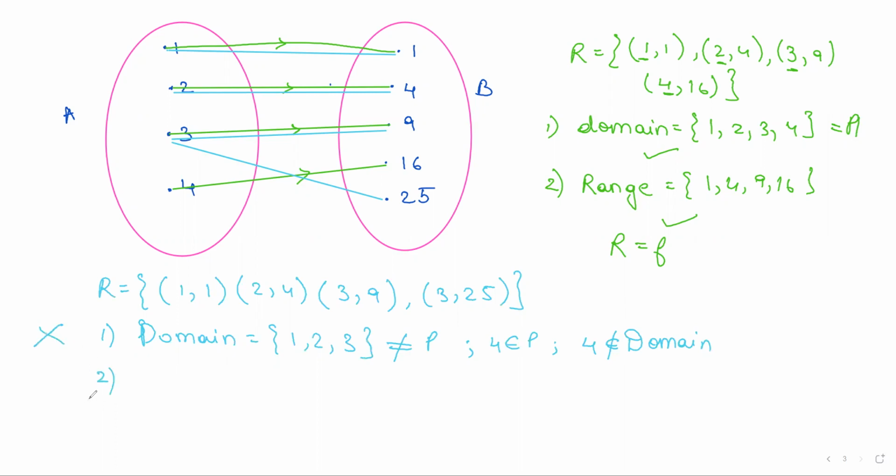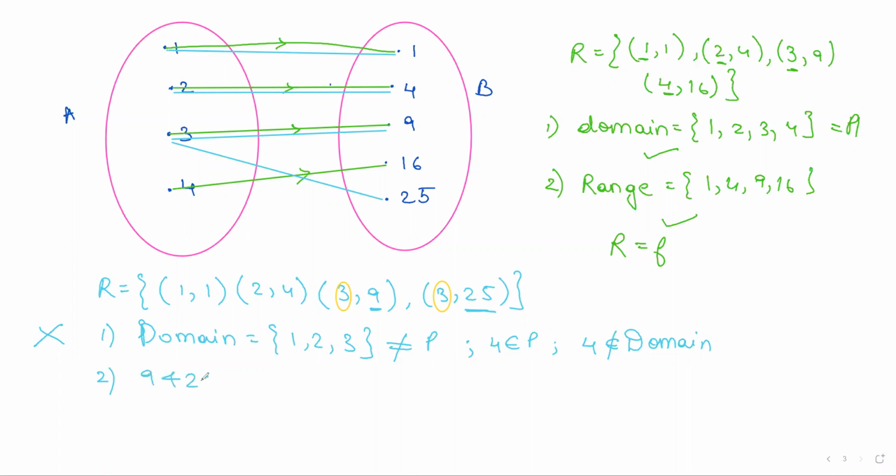How about the second condition? The second condition states that no two distinct images should have the same pre-image. 9 and 25 are two distinct images, but they have the same pre-image of 3. This is not allowed for functions. If this condition is not satisfied, that is, two distinct elements have the same pre-image, then the relation is not a function.